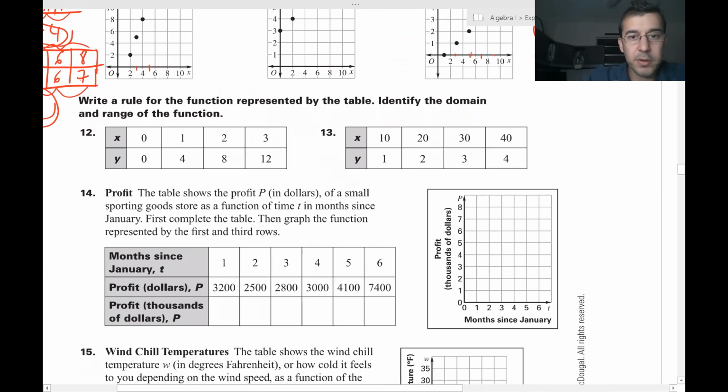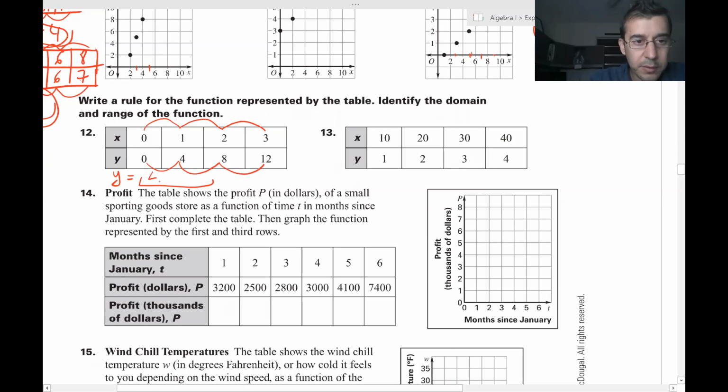12 and 13, write a rule for the function represented by the table. Identify the domain and range. The domain for number 12, the domain is 0, 1, 2, 3. The range is 0, 4, 8, 12. The rule for the function is the x values increment by 1, the y values increment by 4.